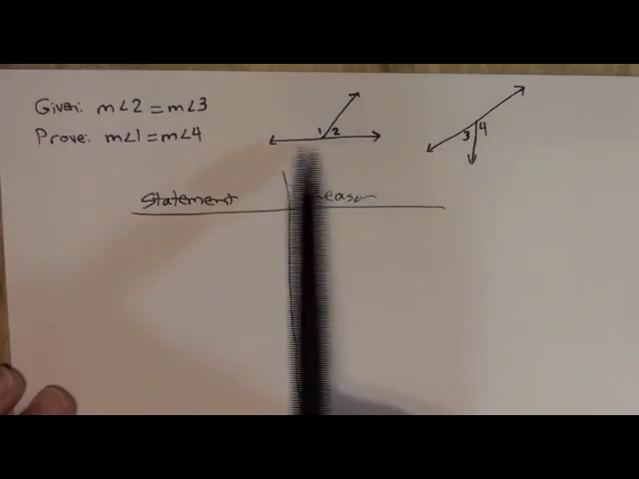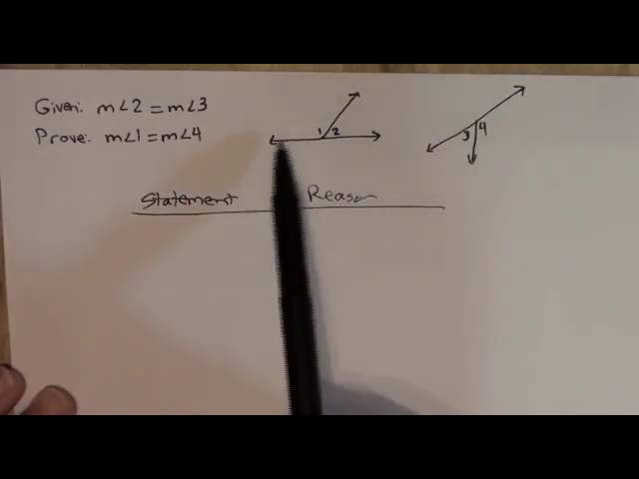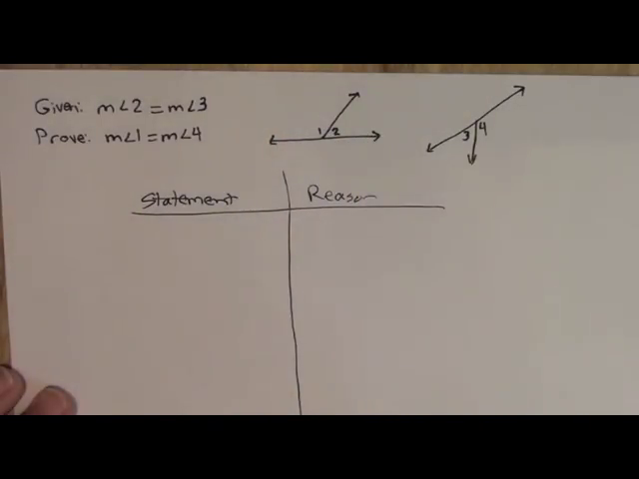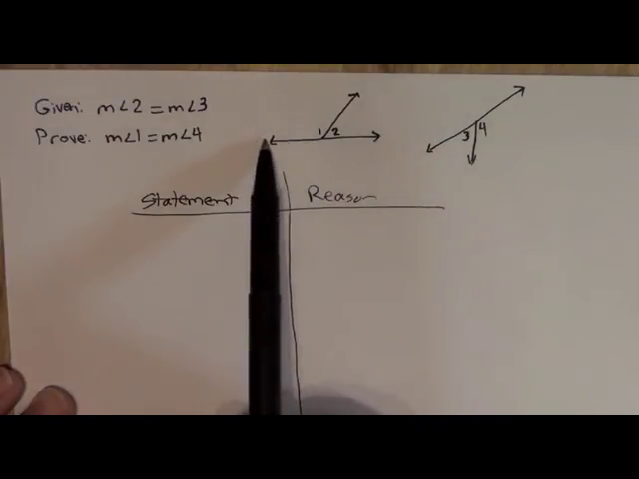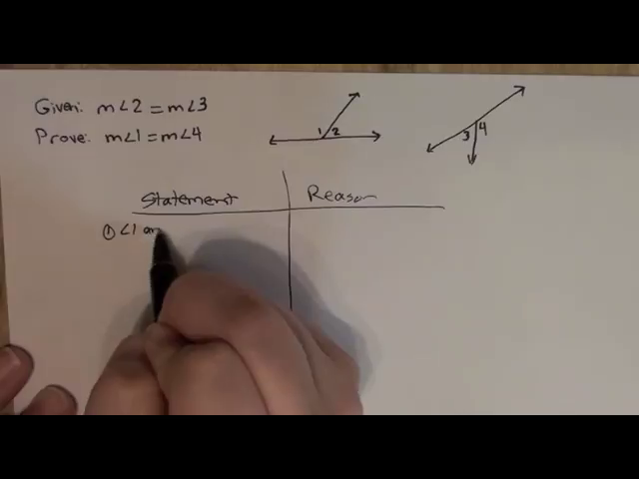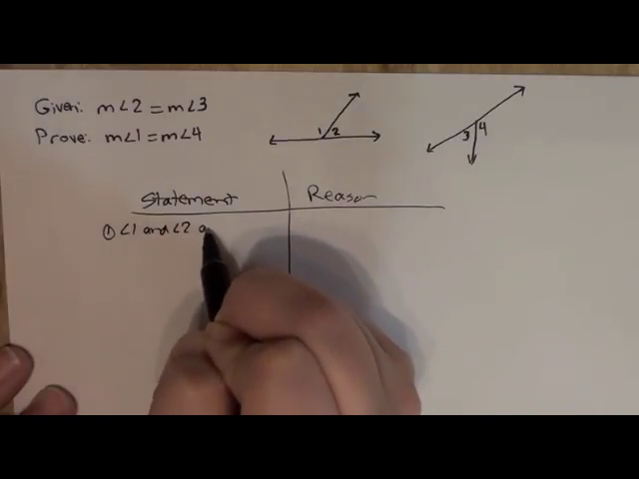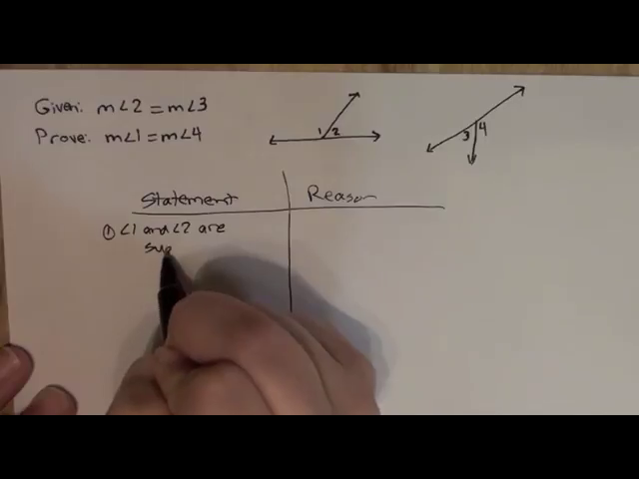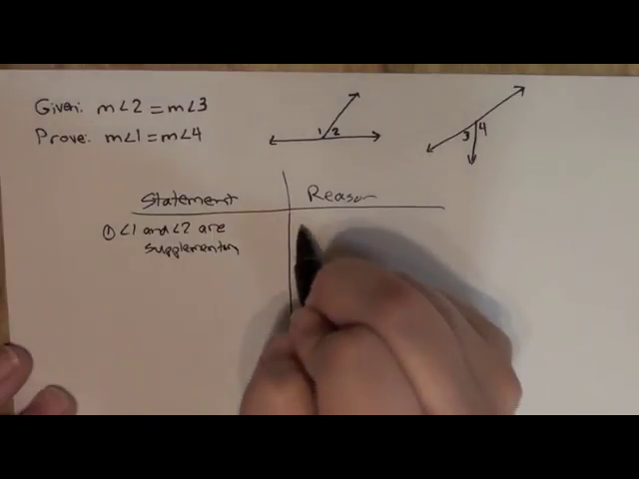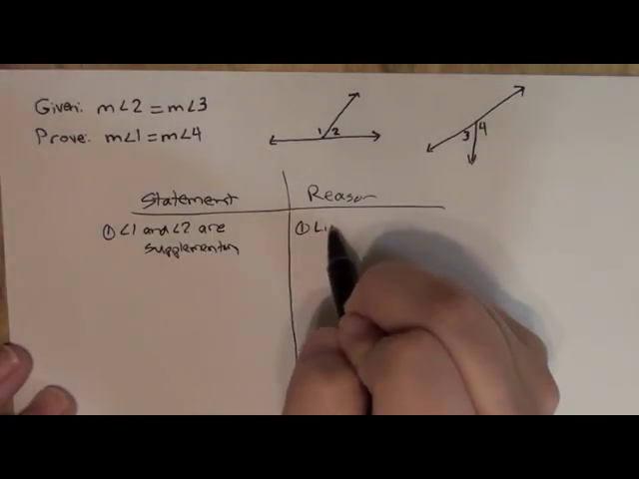Well, I see that they're a linear pair, which means if they're a linear pair, that the measure of angle 1 and the measure of angle 2, they have to be supplementary. Angle 1 and angle 2, they have to add to 180 degrees because of this straight line. So what we do is we start by saying angle 1 and angle 2 are supplementary. And the reason, it's a little tricky. It's called the linear pair postulate.